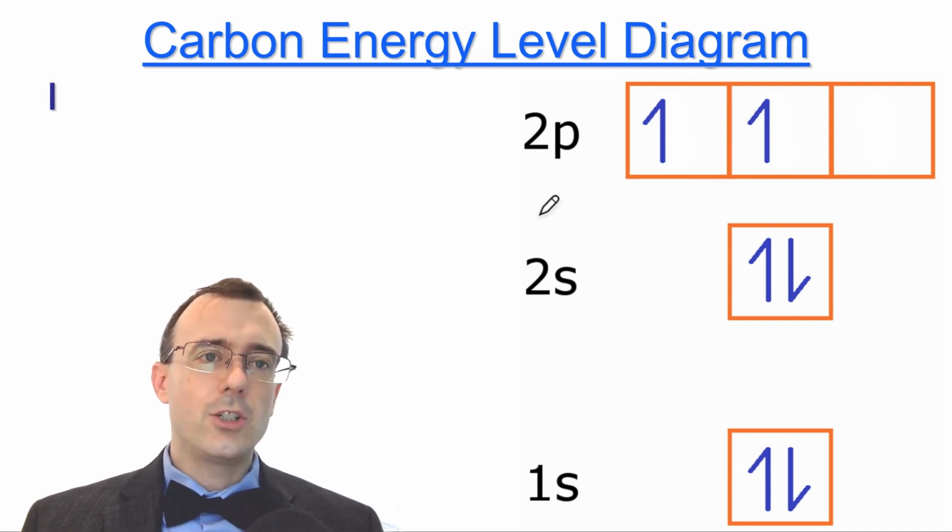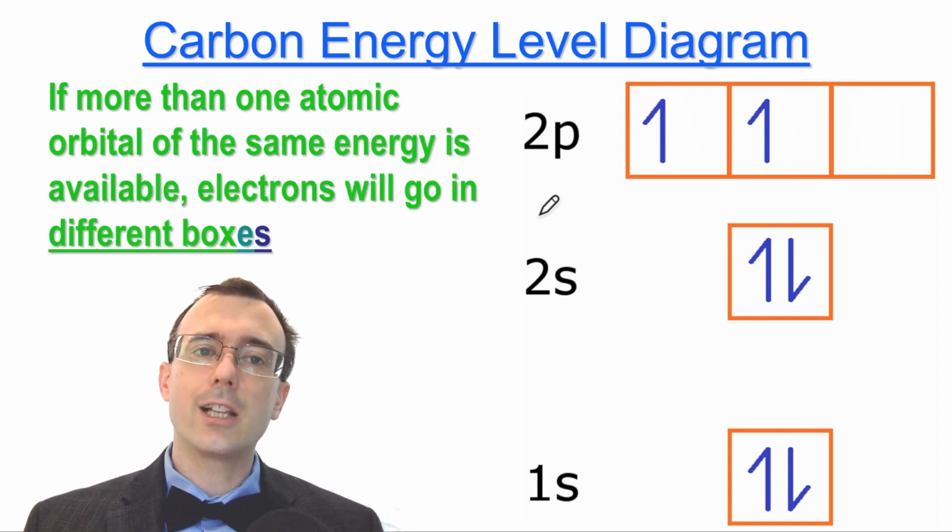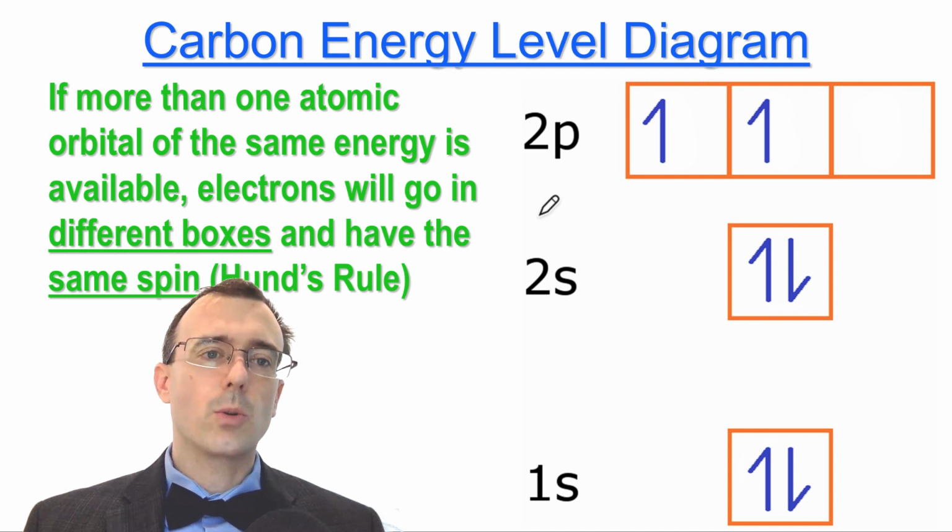So in order for them to get as far away from each other as possible, they are not going to pair up. In general, if more than one atomic orbital of the same energy is available to an electron, electrons will go in different boxes. That is, they will occupy different atomic orbitals, and they will have the same spin. This is known as Hund's rule.